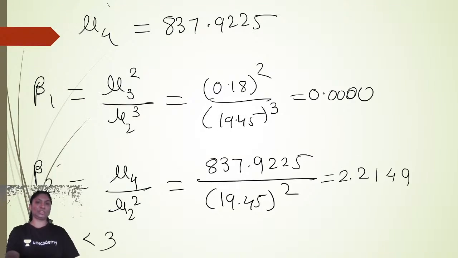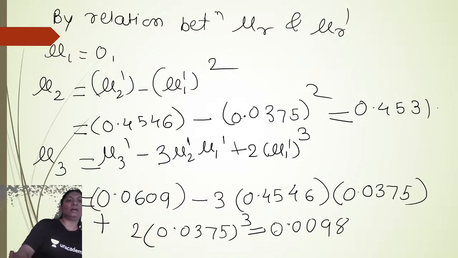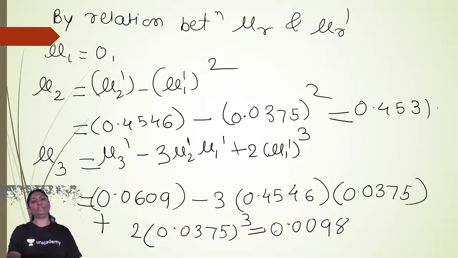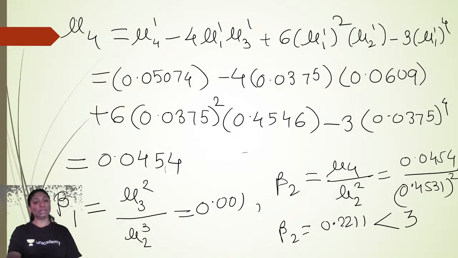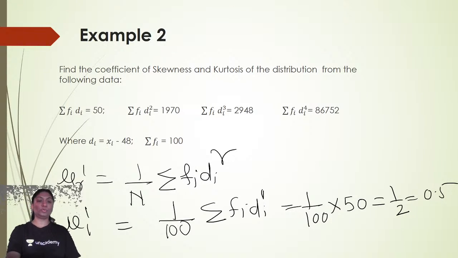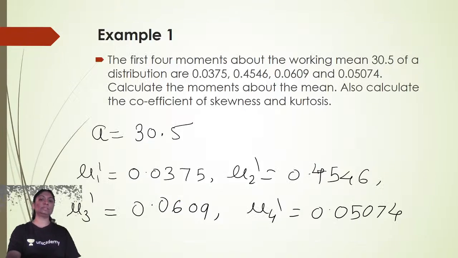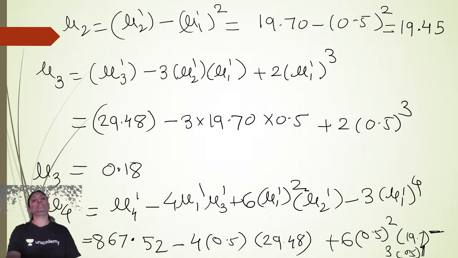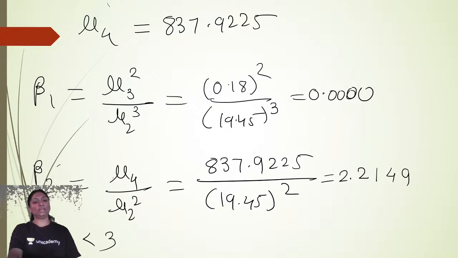Here we solved each and every type of example. If the moments about the mean are given directly, then how to calculate the skewness, coefficient of skewness and coefficient of kurtosis. If the values are not given, then how to calculate moments about any point A when the data is given like this, and how to calculate the value of mu r dash. Then using mu1 dash, mu2 dash, mu3 dash, we can calculate mu1, mu2, mu3, mu4. After that, we can calculate beta 1 and beta 2.